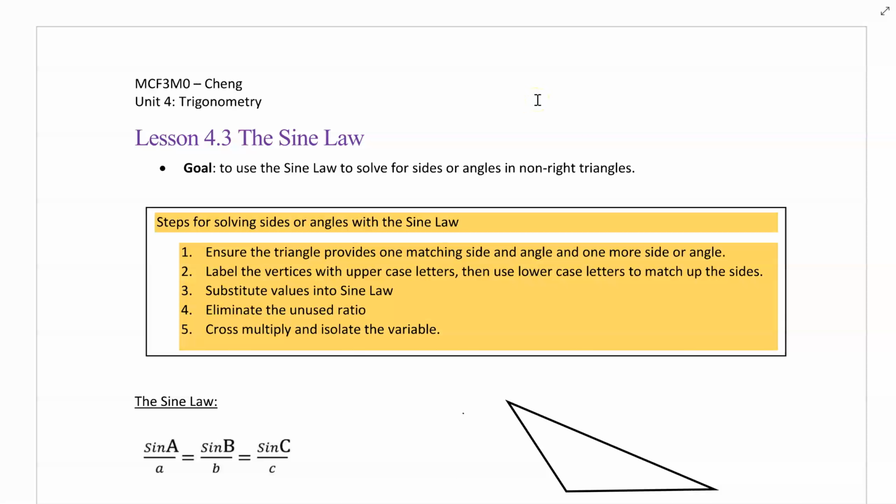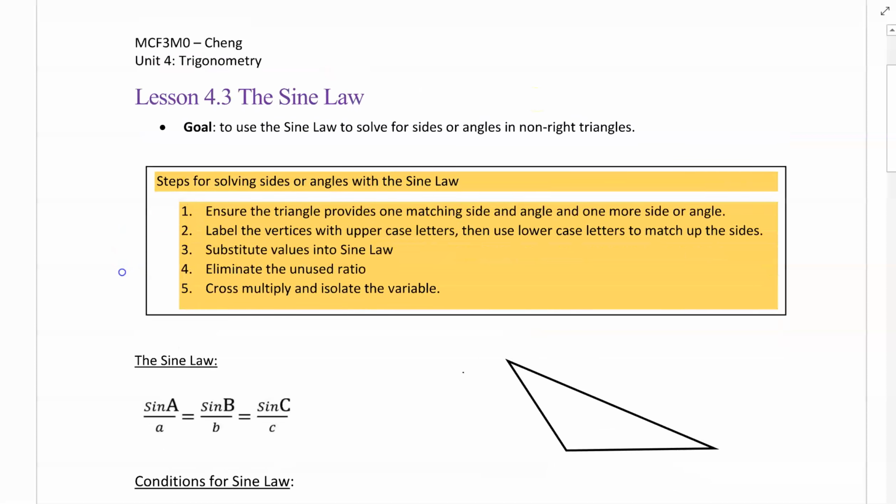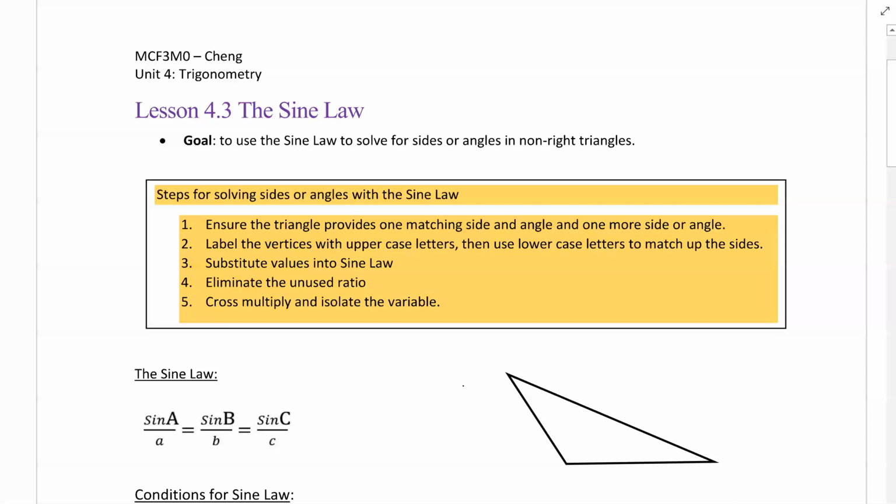All right, here's a video on how to do 4.3, the sine law. Okay, so it says here that the goal of using the sine law is to be able to solve for sides and angles in non-right triangles. And once you have a triangle that's not a right angle triangle and you're being asked to solve the sides and angles, your go-to move should be the sine law.